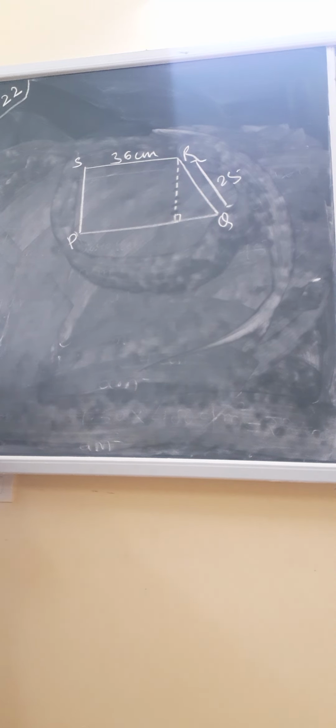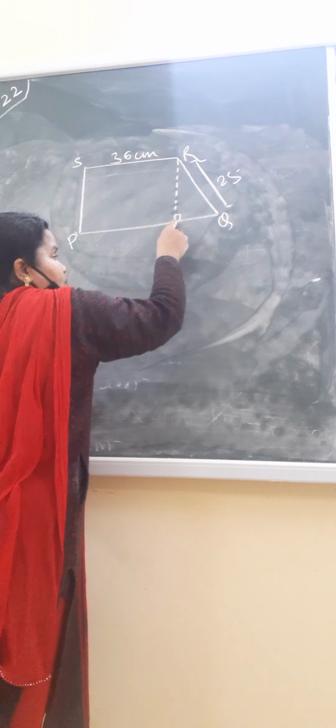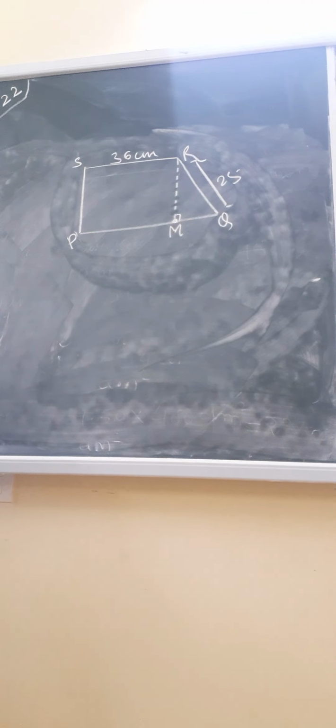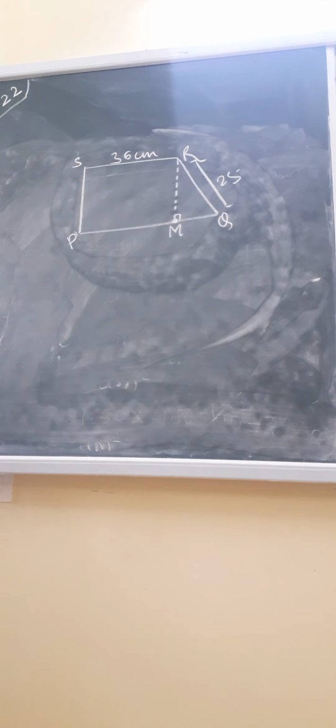In this question, quadrilateral PQRS is given, where the construction has to be done. From R, we are going to drop a perpendicular. Name this point as M. RM is perpendicular to PQ. Okay? So what are you obtaining here? A rectangle and a triangle. What type of triangle are we getting here? Right angle triangle.